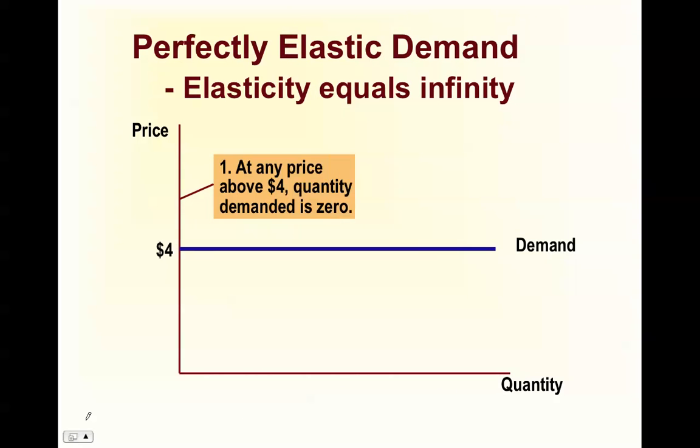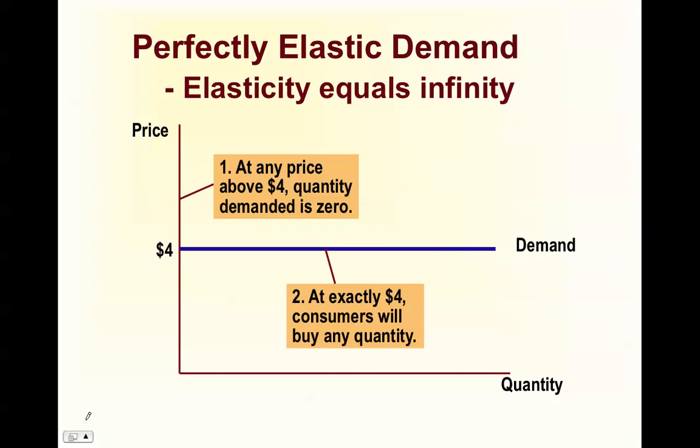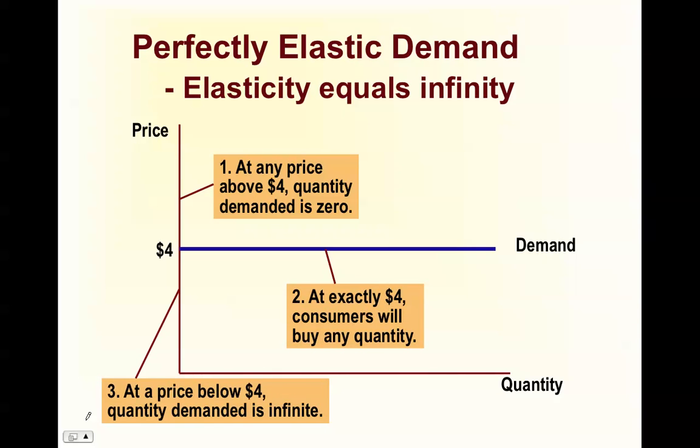Alright, finally, elasticity equals infinity. Any price above $4, quantity demanded is equal to 0. Consumers will buy any quantity at this price. Price below $4, quantity demanded is infinite. This is the opposite of the vertical demand curve. This is a situation where you can sell any amount you want at the given price, but you have no power whatsoever to raise the price, nor do you want to lower the price whatsoever.